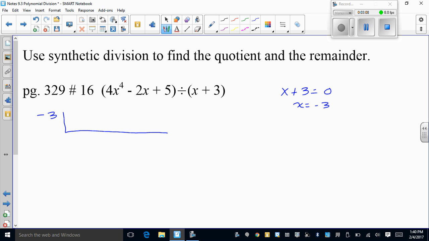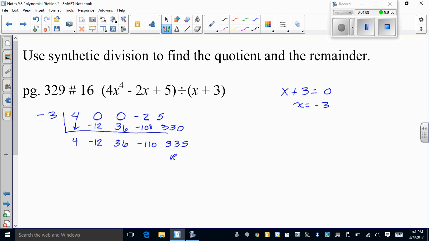So 4, and I don't have anything to the third power, so I have 0x to the third power. I have 0, so we put in 0. No x squared, put in a 0 again. For x, it's -2, and then 5. Bring down the 4. 4 times -3, -12. 0 plus -12 is -12. -12 times -3, 36. Add down, we get 36. 36 times -3 gives us -108. And these added together gives me -110. Times -3 gives me 330. And add those together, you get 335.